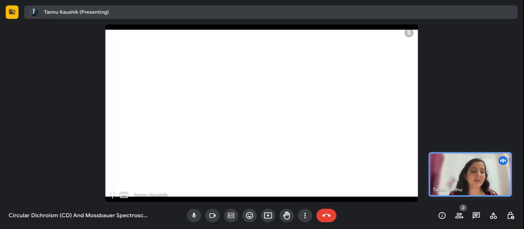So this is how we can look into the optical activity of the molecule.